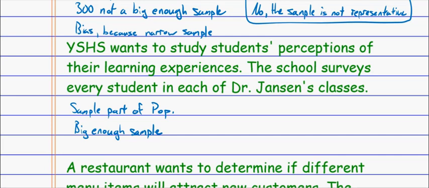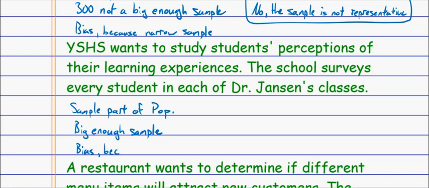Okay. And the last thing, that idea of bias, well, if I want to know the learning experience of students across the high school, is it biased to only look at my classes, to only look at Dr. Jansen's classes? And I would say, yes, it is biased. There is bias here because, of course, every single student who has Dr. Jansen is going to say that their learning experience is phenomenal. You know what I mean? Because they have the greatest math teachers ever lived. And that's really not fair to only ask my students, because of course they're going to say, yeah, learning here is amazing.